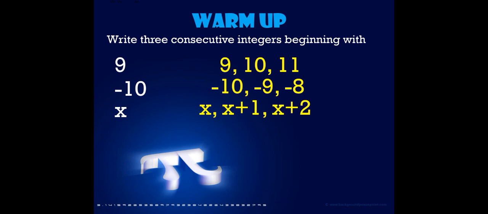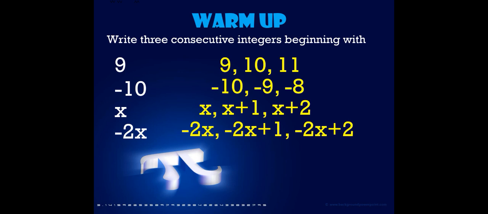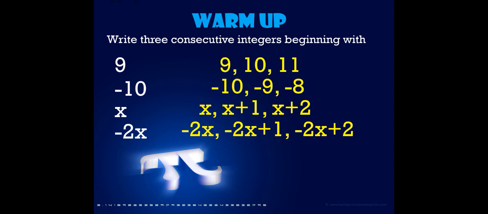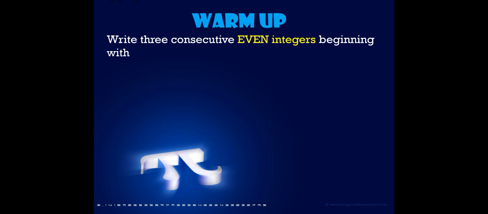Why did the number we add change? Because it is consecutive. If x is 5, its next should be 6. 5 plus 1 is 6. And this one, 5 plus 2 is 7. So, it is still consecutive. Negative 2x. So, negative 2x. The next, negative 2x plus 1. The next is negative 2x plus 2. If we add more, it becomes negative 2x plus 3, negative 2x plus 4, and so on.